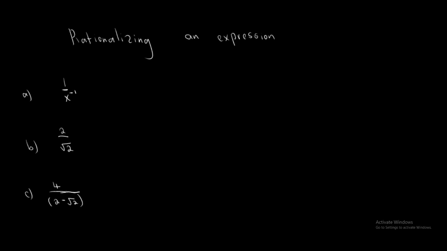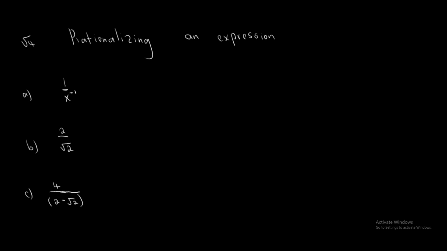Okay, let's talk about rationalizing an expression. Rationalizing would just mean in mathematics that we want to get rid of a radical, which would just be a square root value, or a third root, or any type of value that does not belong as a denominator. So we can have things like radicals, negative exponents, etc.